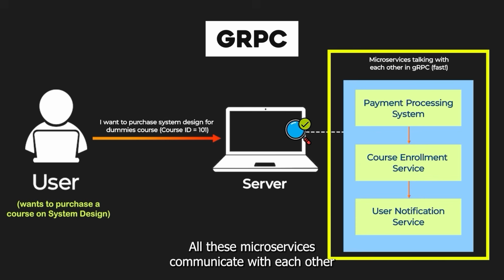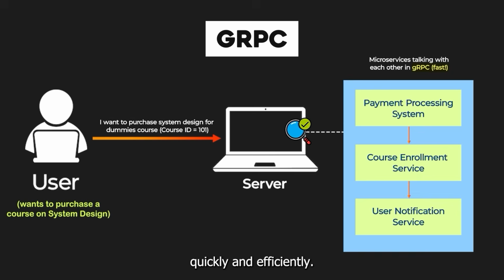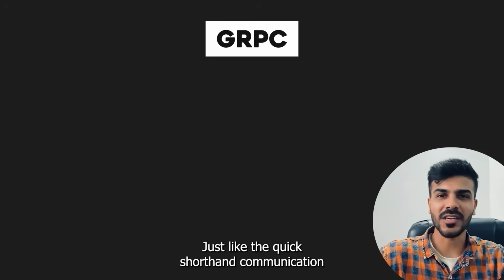All these microservices communicate with each other using gRPC, allowing them to complete the transaction quickly and efficiently, just like the quick shorthand communication between the waiter and the kitchen staff.